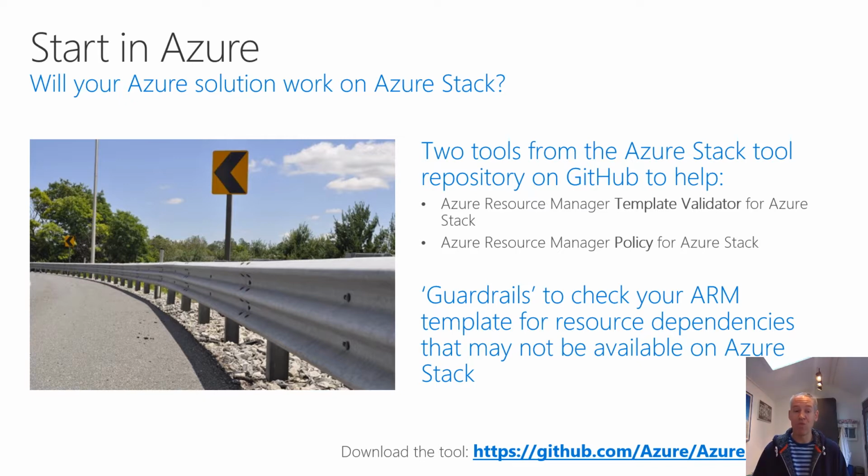The second thing that's really useful is an ARM policy that you can deploy into Azure. What a policy does in Azure is it sets some restrictions or limitations on what you're allowed to do or not allowed to do. It's often used for controlling what developers are allowed to do in Azure to constrain them a bit. But in this case, it's going to constrain the developers to only be able to deploy something into Azure that's also available in Azure Stack.